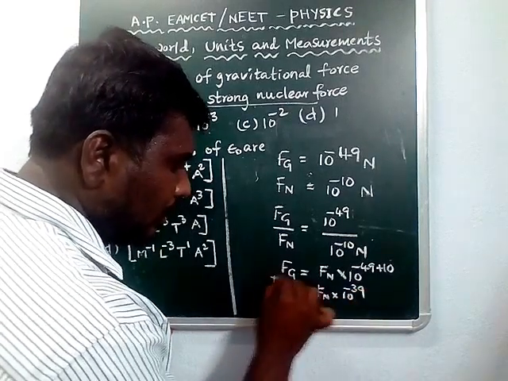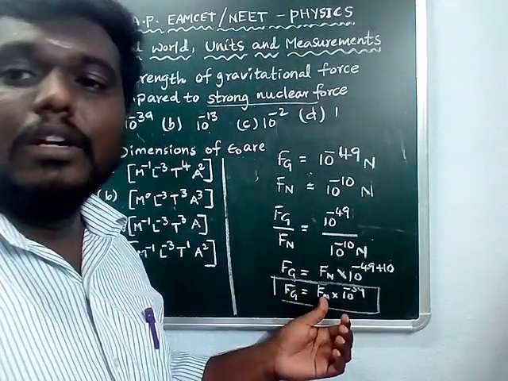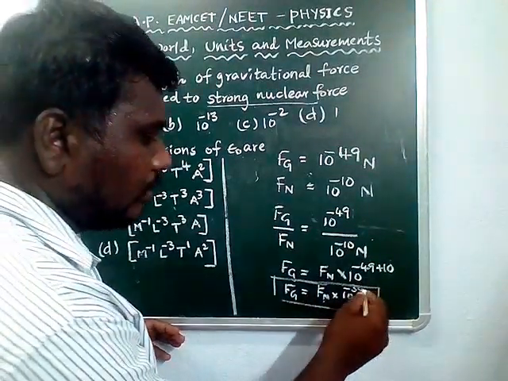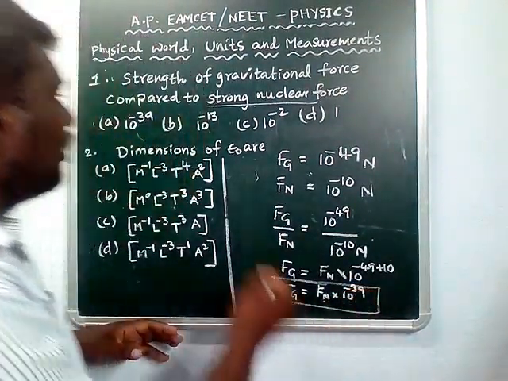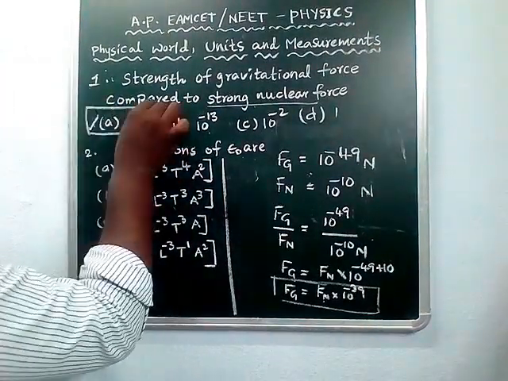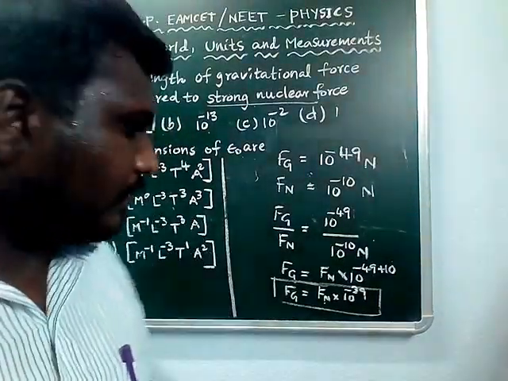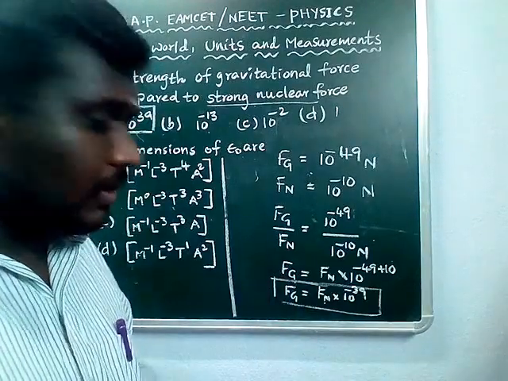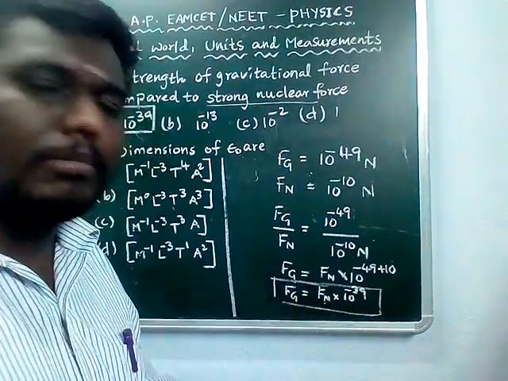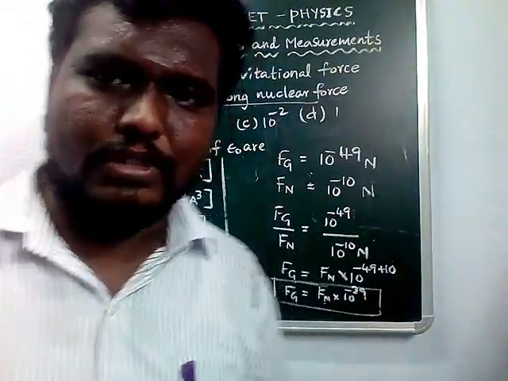That means how many times the gravitational force compares to the strong nuclear force. So Fg is equal to Fn into 10 power minus 39, which means option A is the correct answer. The first question's answer is 10 power minus 39 times: the gravitational force is equal to 10 power minus 39 times the strong nuclear force. That is the answer.